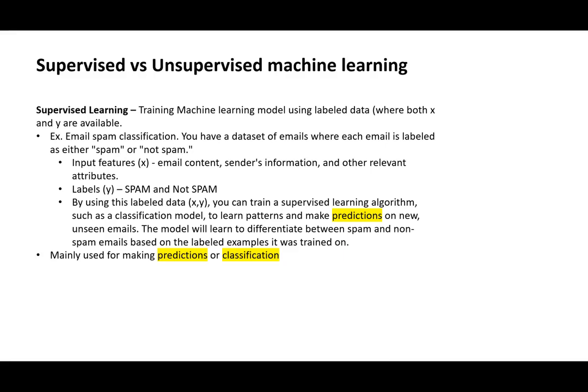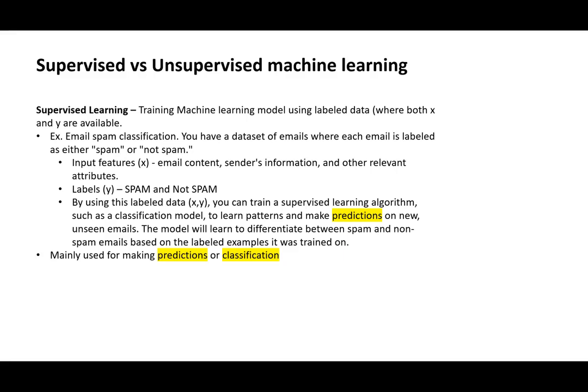Of course, for training it, we will have a data set of a lot of emails, let's say 1000 or 100,000 emails, where the input or the feature will be the email content, sender information on who has sent that email, and some more attributes about that mail. Whereas the label would be very simple: whether the mail is spam or not spam.